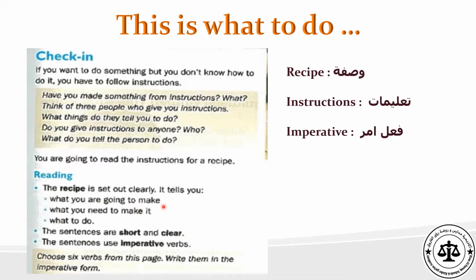شو أول إشي رح تصنعه أو تعمله. Number 2, what you need to make it. شو بتحتاج عشان تعمل الإشي اللي بدك تسويه. And what to do. In the recipe, we have sentences, and these sentences are short and clear. Also, in the sentences, we use the imperative form of the verbs.